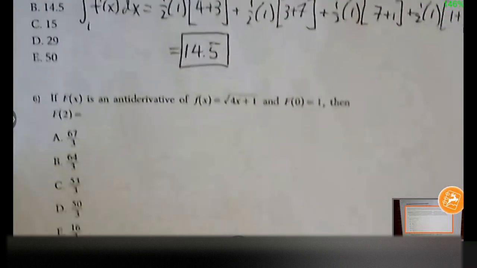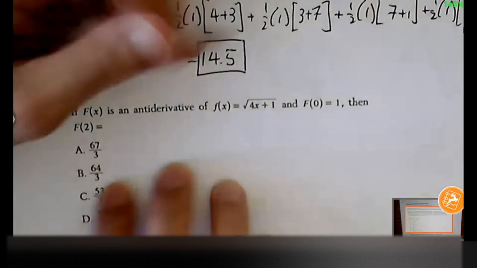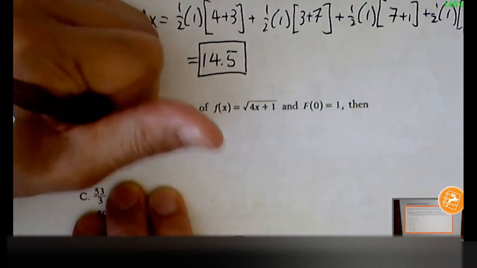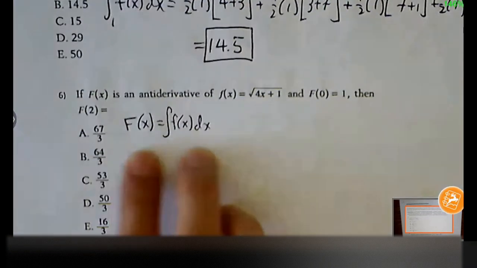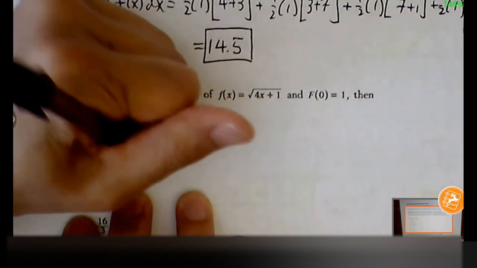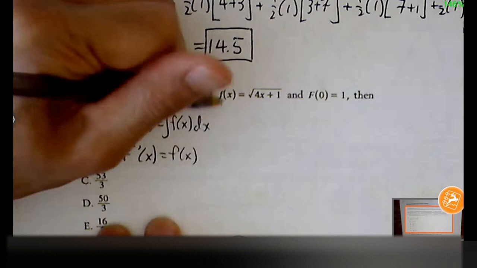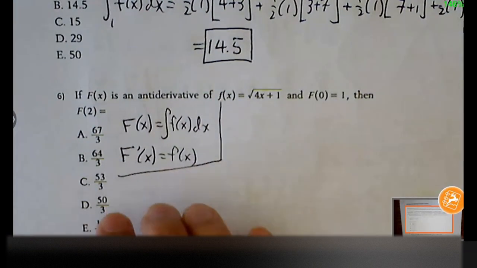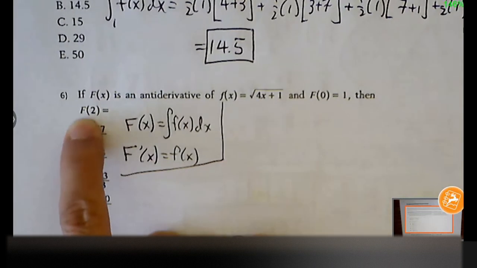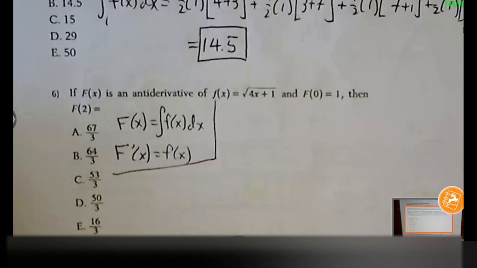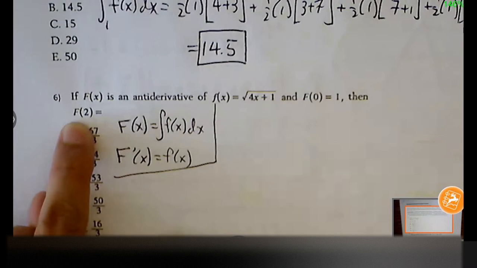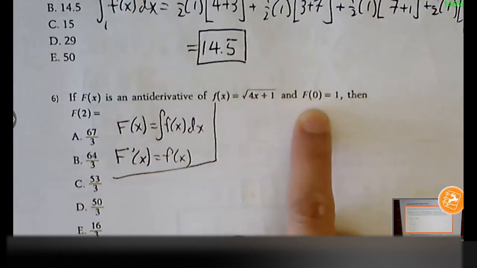Number 6, uppercase F is the antiderivative of lowercase f. Let me put that here. So that relationship tells us that lowercase f is really F prime. Okay, so just to frame that context between big uppercase F and lowercase f, we have an ordered pair for uppercase F, and we're looking for a location on the uppercase F. So I'm thinking, okay, this looks like an application of the first theorem. Final position equals initial plus displacement.